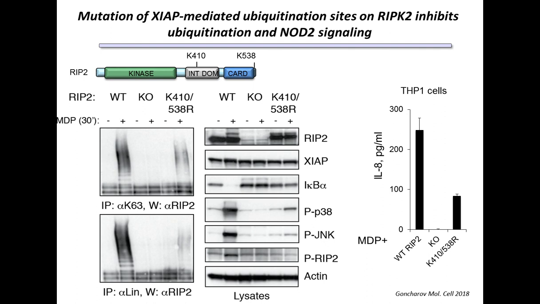The Vucic group went on and generated a series of mutants, including this K410, K538 double mutant form of RIP kinase 2. In the Western blots on the left, again, you can see attenuated ubiquitination through both K63 and linear chains. And on the bottom right, that RIP kinase 2 is not phosphorylated effectively in the context of this double mutant protein. But most importantly of all, what you can see is that the double mutant K410, K538 protein does not fully rescue the cytokine secretion that's induced by muramyl dipeptide in the presence of wild-type protein, showing a more than twofold decrease in that cytokine release.